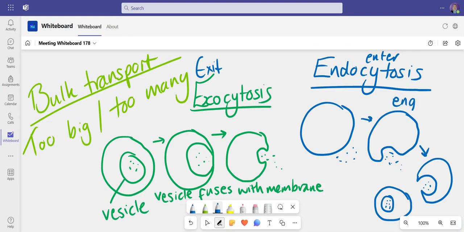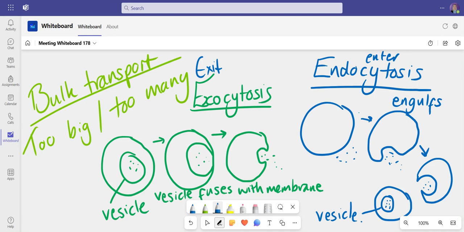So we say that it engulfs. So it engulfs the molecules in order to take them in. You need to mention in endocytosis as well that when it's taken in, it's then inside a vesicle in the cell. So we must mention the word vesicle in our answer. So exocytosis releases lots of molecules, and endocytosis takes these molecules in.